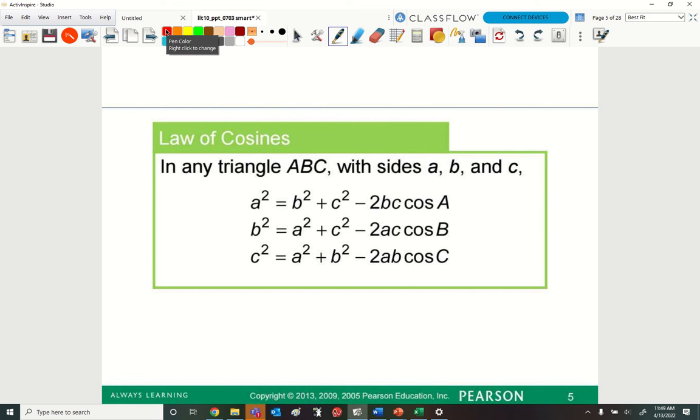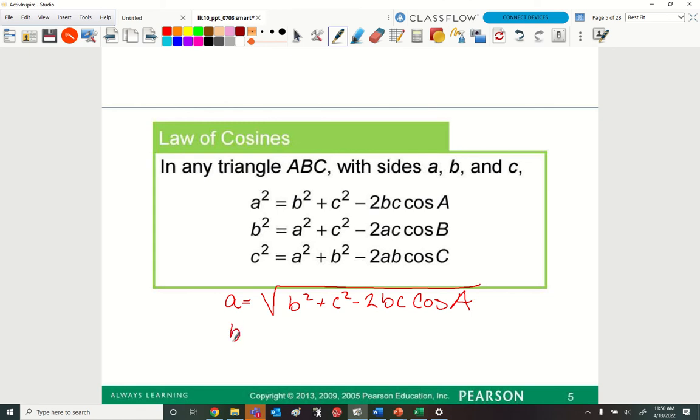And it's going to be a is equal to the square root of, and if you notice, I'm not doing plus or minus, because it's always going to be a positive value here: b squared plus c squared minus 2bc cosine of big A. So you notice right here, to solve for little a, I have to have little b, little c, and big A. That's important. When we identify what we have, we can figure out which formula we're using.